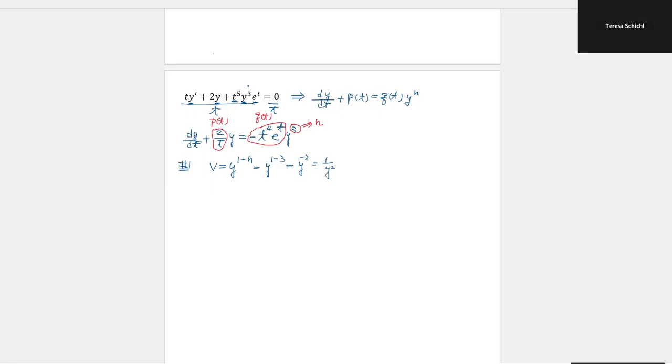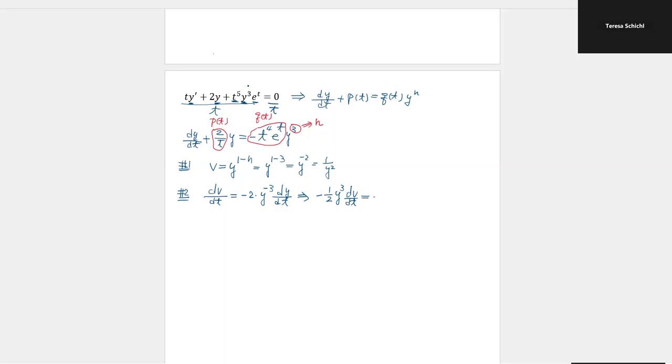Then let's take a look. What is the next thing we need to do? Step number 2: let's take the derivative of v. So dv/dt will be equal to, since this is y to the negative 2, negative 2 y to the negative 3 times dy/dt. After we do that, we want to replace dy/dt with a function of dv/dt. So what do we need to do? I want to multiply both sides by negative 1/2, so I will have negative 1/2 y cubed times dv/dt.